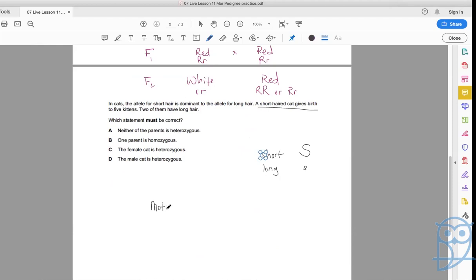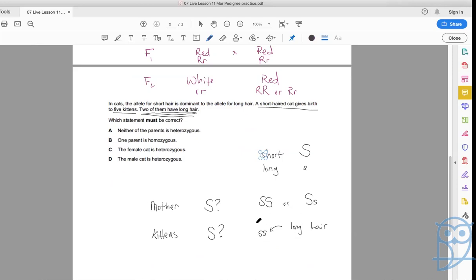So the mother has to be dominant, but we don't know. She could be dominant and homozygous, or she could be heterozygous. So she gives birth to 5 kittens. 2 of them have long hair, which means that we have S, we don't know, and we have the little s, because these are our long hair kittens.